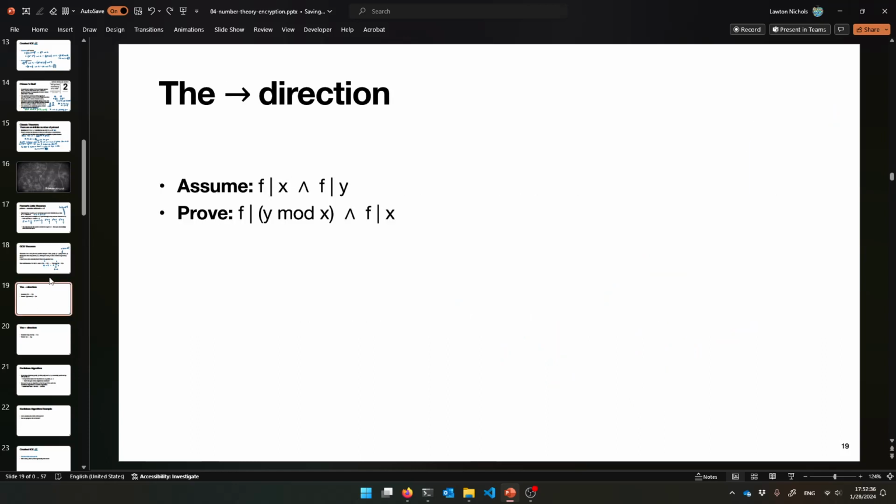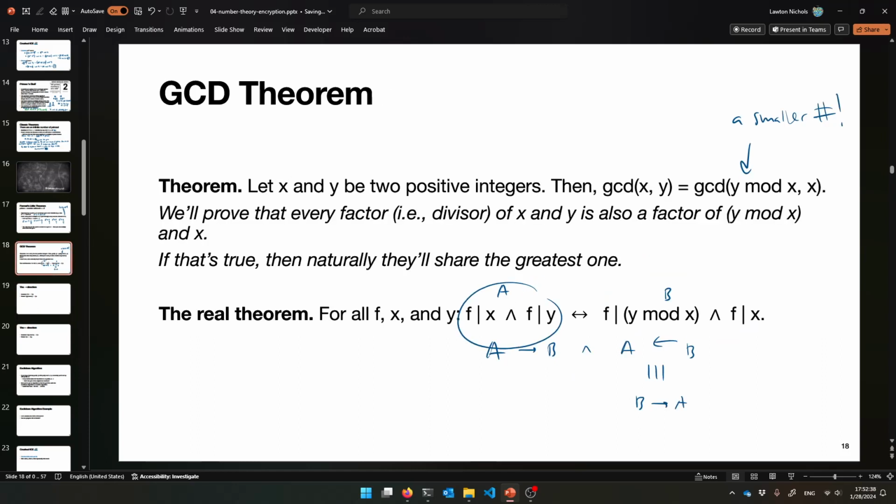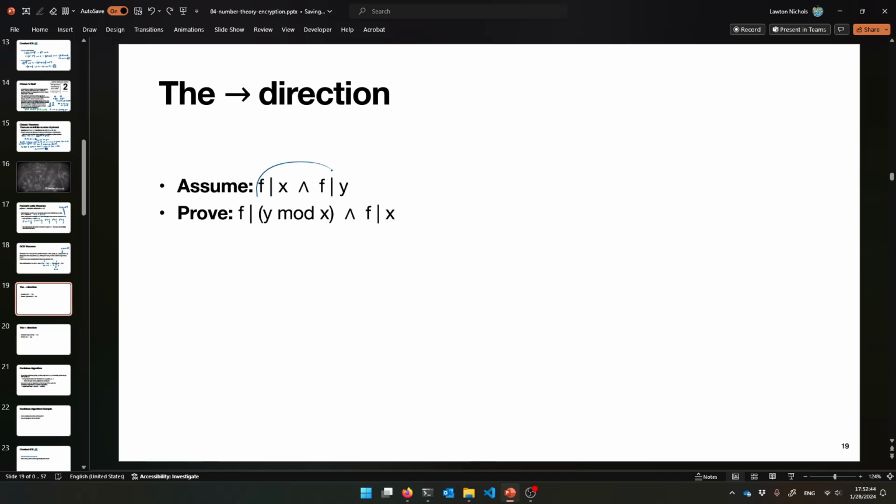So in this direction, it's a direct proof. This implies this. So we'll assume the A part and prove the B part. Okay, so assume f divides x and y, and then we'll prove that f divides y mod x, and also x still. This one will be easy. Okay, let's do it. So assume f divides x and f divides y. Okay, what do we get?